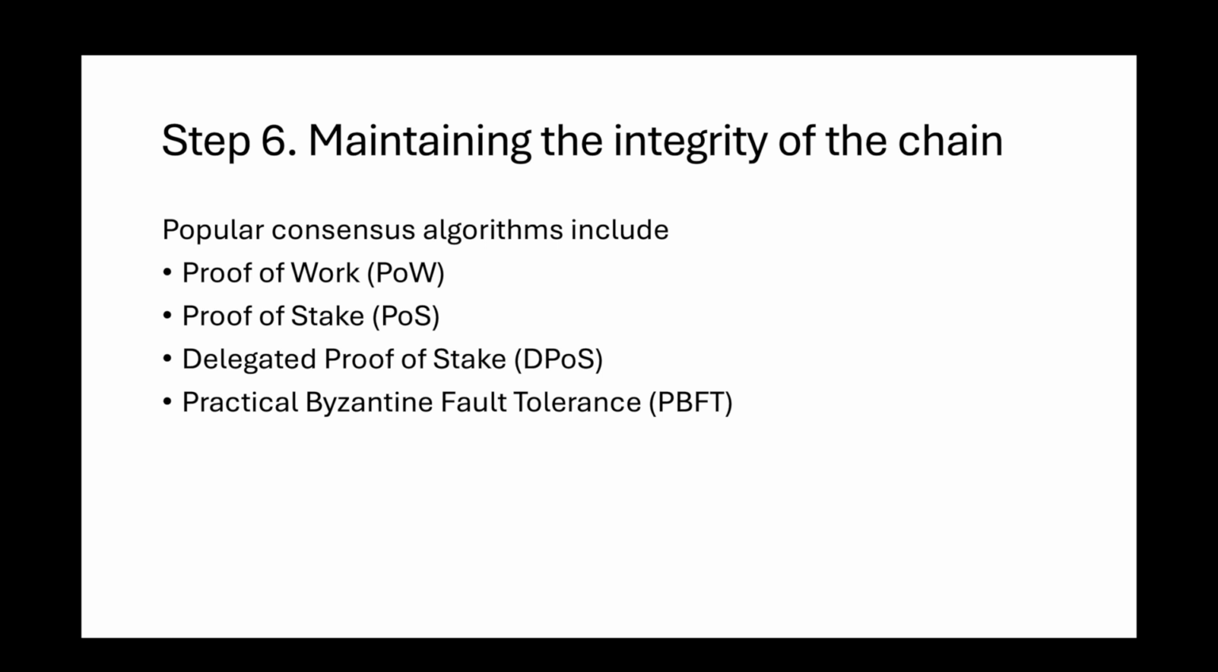The next algorithm is delegated proof of stake, which is DPoS. In DPoS, nodes are elected as delegates to represent the interests of the community. The delegates are responsible for adding new blocks to the chain and are rewarded with cryptocurrency coins. The last one that we'll look at is practical Byzantine fault tolerance (PBFT). In PBFT, nodes must reach a consensus by exchanging messages. PBFT is suitable for permissioned blockchains where nodes have known identities.